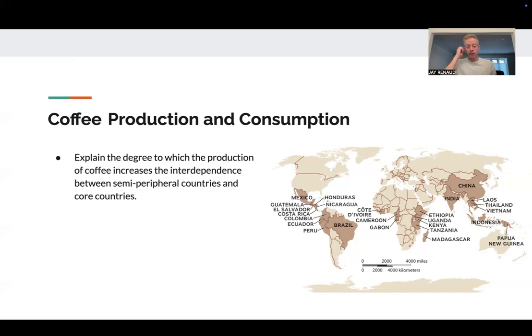So here, coffee production is hugely interdependent between semi-periphery countries and core countries. For the most part, you see here, semi-periphery and periphery countries are the areas of the world that grow the coffee. Core countries are the main consumers of coffee, and these two regions need one another. The core countries need the semi-periphery to produce and grow the coffee. The semi-periphery needs the core to buy and consume the coffee.